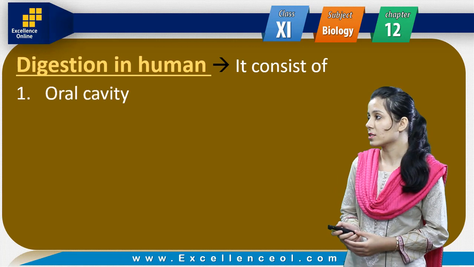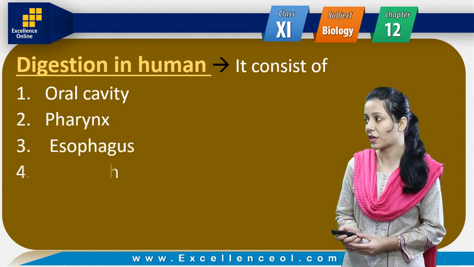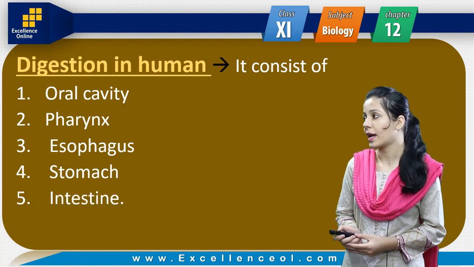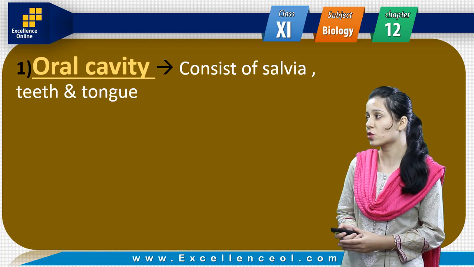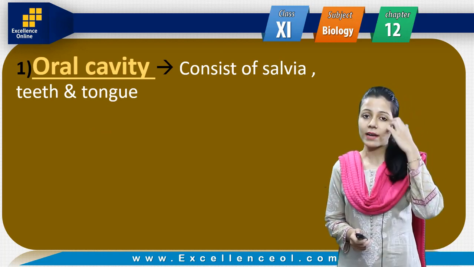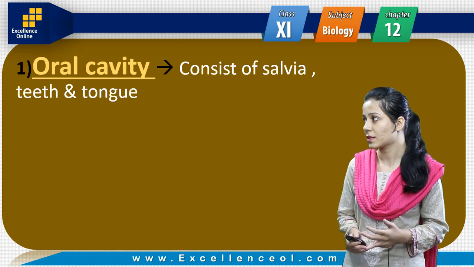Digestion in men, it consists of oral cavity, pharynx, esophagus, stomach, and intestine, which include large as well as the small intestine. First, oral cavity. Oral cavity comprises of 3 important components: saliva, teeth, and tongue.